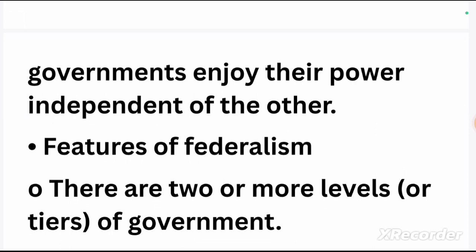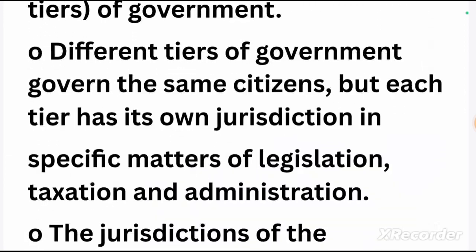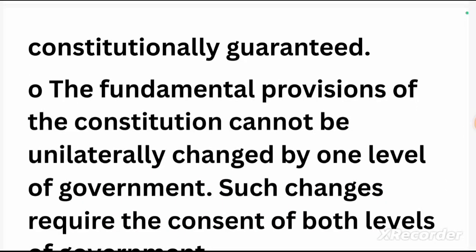Features of federalism. There are two or more levels or tiers of the government. Different tiers of the government govern the same citizen, but each tier has its own jurisdiction in the specific matter of legislation, taxation, and administration. Jurisdiction of the respective levels or tiers of the government are specified in the constitution. So the existence and authority of each tier of the government is constitutionally guaranteed.